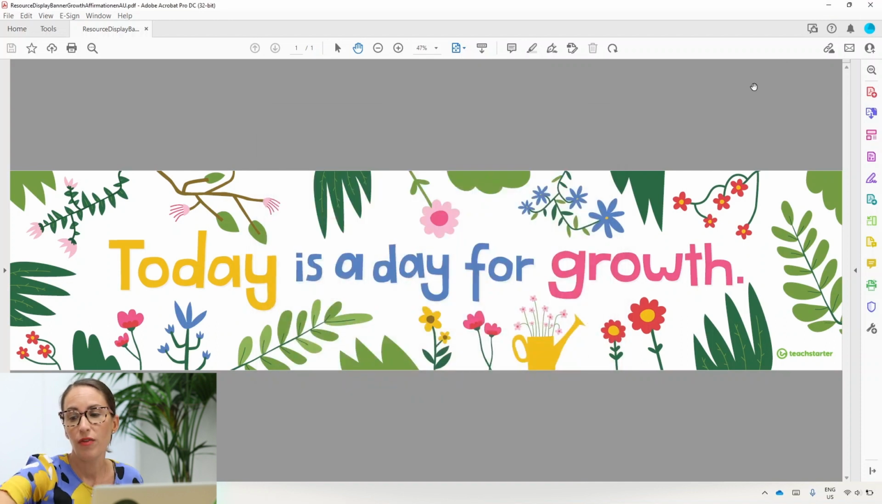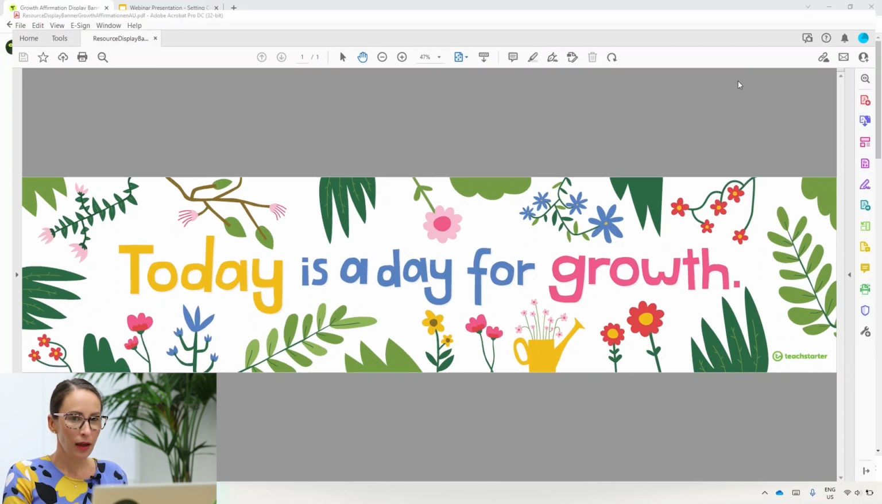I've printed this on thicker paper. I wouldn't necessarily laminate. We try not to encourage laminating, obviously, for the environment. And a display banner is going to be up and it's going to stay up. It's not like students are going to be handling it. So I would just print it on thicker paper and then pop it up on your display, and then it will keep really well.